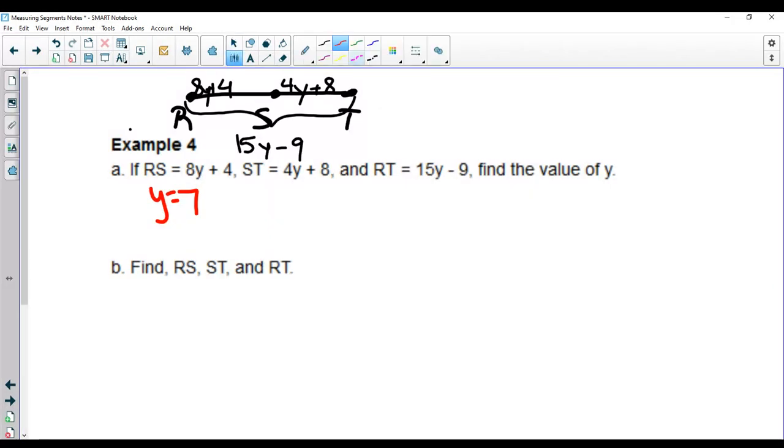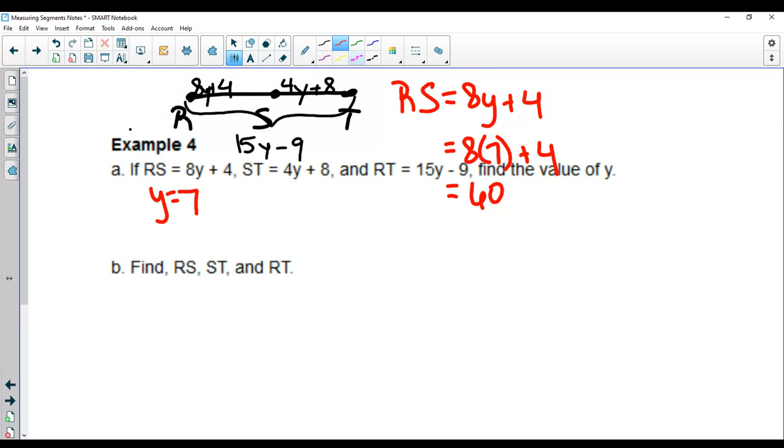Okay? And now, notice every piece of this has that variable, so I'm going to have to plug it into everybody. RS was 8y plus 4. So 8 times 7 plus 4. 8 times 7 is 56. 56 plus 4 is 60.